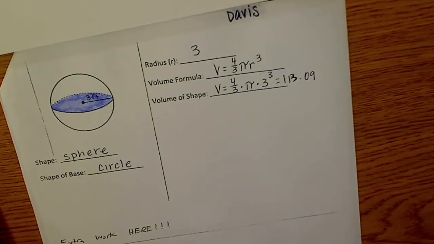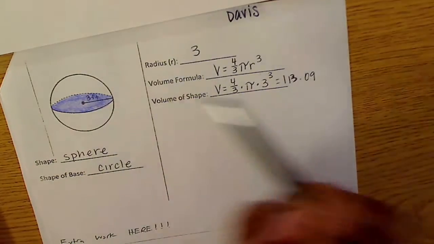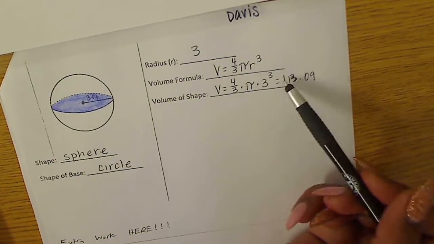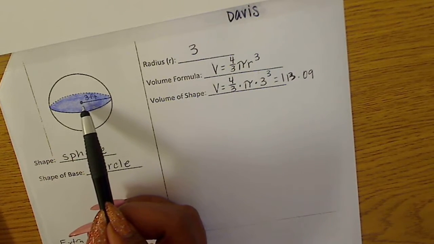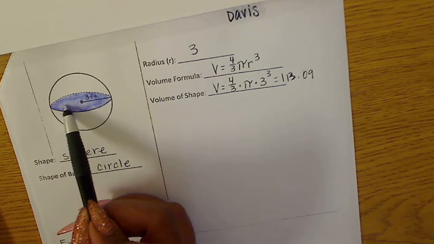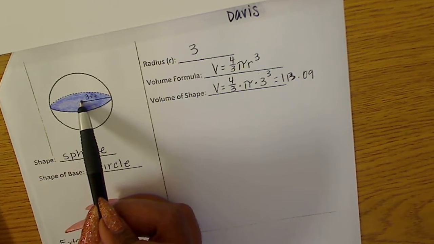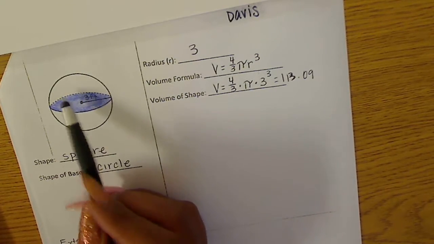Are y'all good there? All we did was use the radius, substitute it into the formula. Sometimes you're given the radius. Again, sometimes it may have a straight line all the way across, which would be your diameter, and you would have to know to cut that in half.